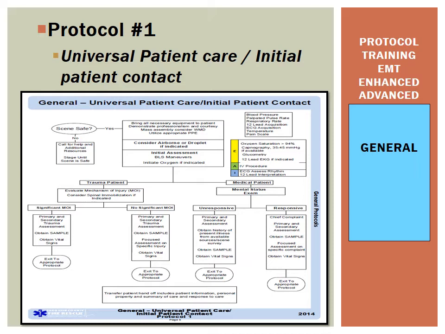So Protocol 1 is a very simple protocol. This is a universal patient care and initial patient contact protocol. What this is, is a flowchart style of patient assessment. We all remember the patient assessment sheets from the Office of EMS as well as National Registry. This one's a little different.